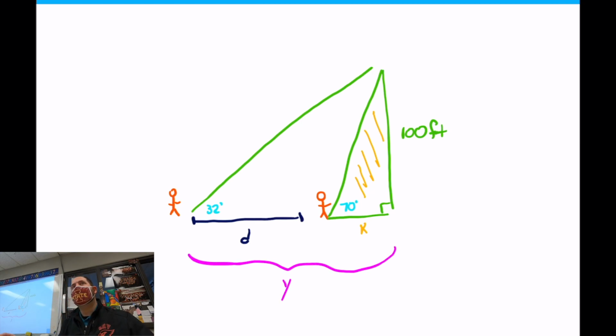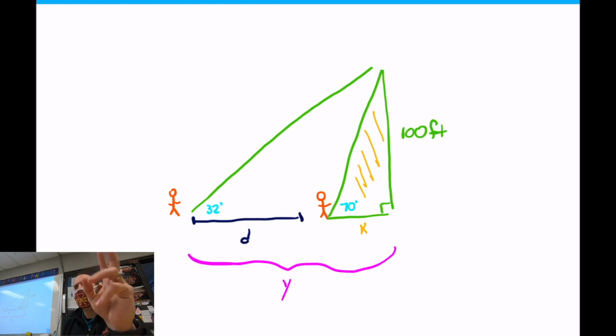Then to find the distance between the two people, I subtract Y and X. So I find X first, that little tiny piece, to figure out what that person is standing closest to the building. Figure out the bigger distance for the person that's further away from the building, and then subtract them. That tells me the distance between the two people. Does that make sense what I'm about to do? So it's like I'm doing two problems in one.